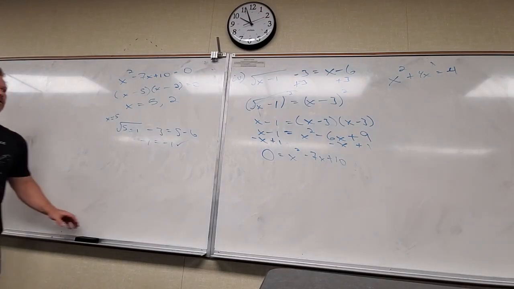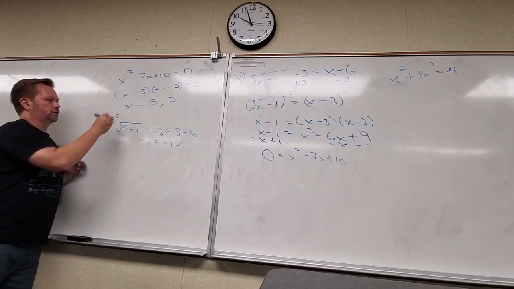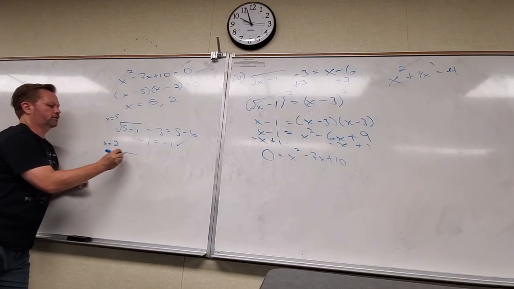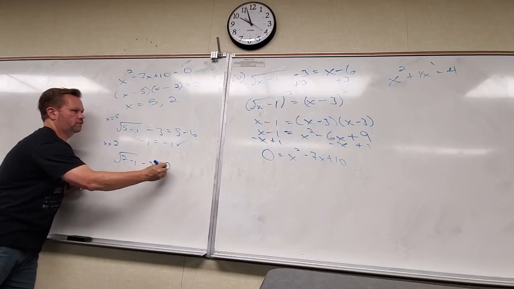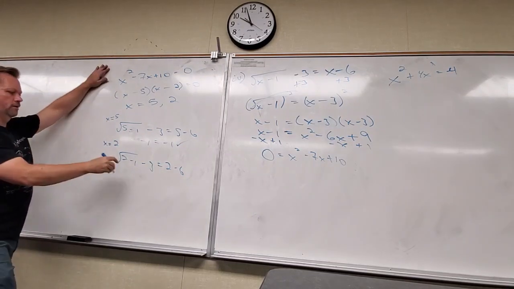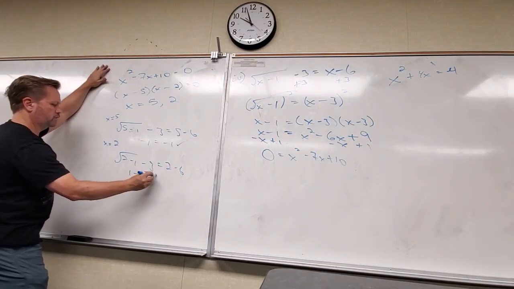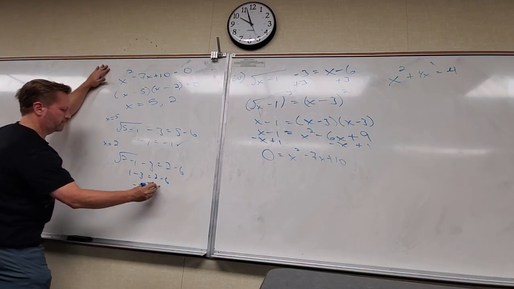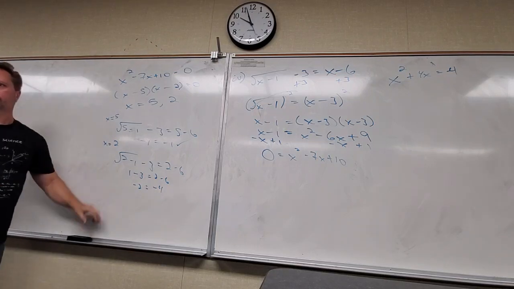All right. So what are you getting for 2? Does it work? No. Square root of 2 minus 1 minus 3 equals 2 minus 6, right? 1 minus 3, is that 2 minus 6? Is negative 2 equal to negative 4? No.